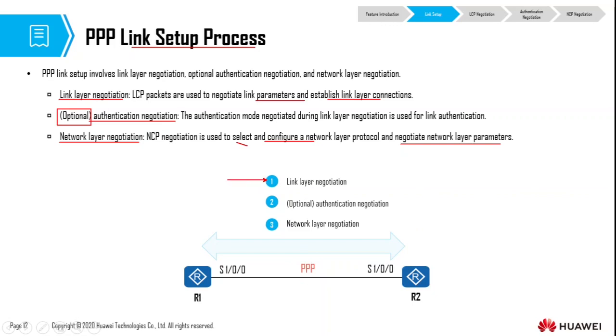Step number one, link layer negotiation. Then if you've configured authentication, it's going to happen as step number 2. And step number 3, we have network layer negotiation. So after those 3 happen successfully, then these 2 devices will be connected via the PPP protocol. So we're going to see how each of the steps really work.